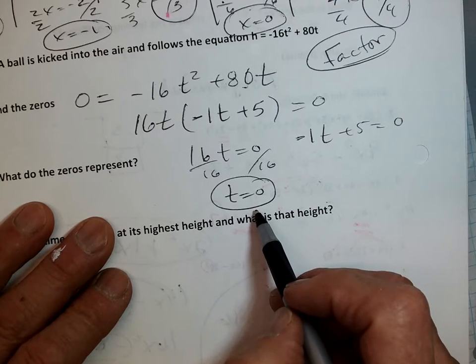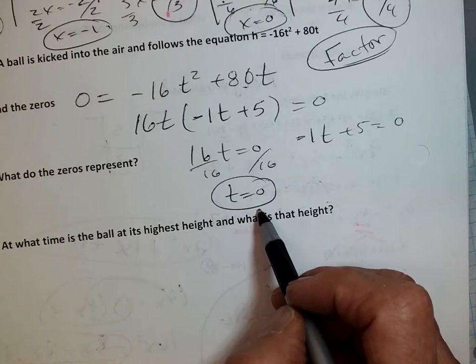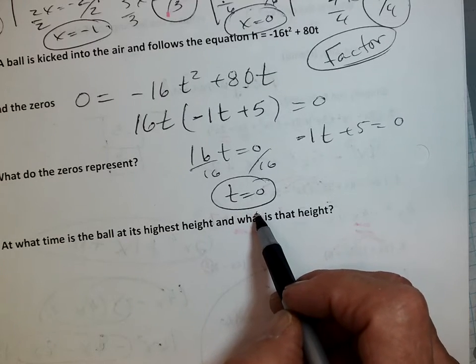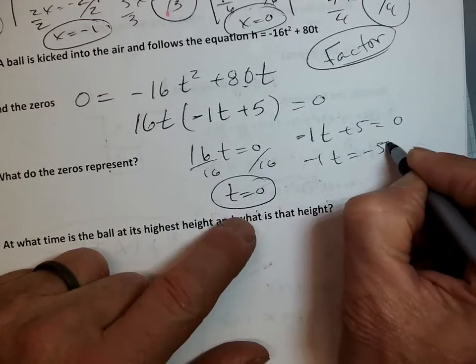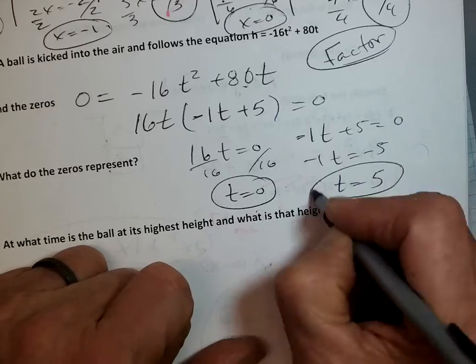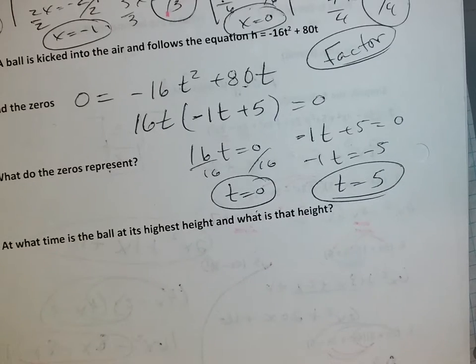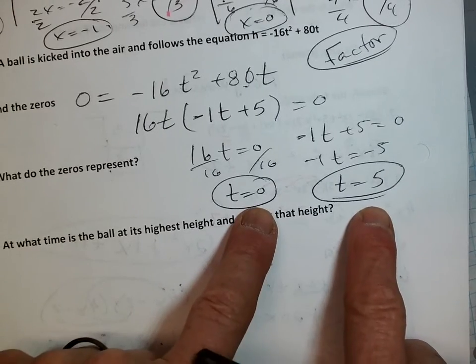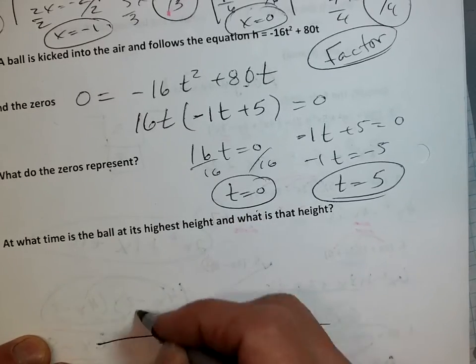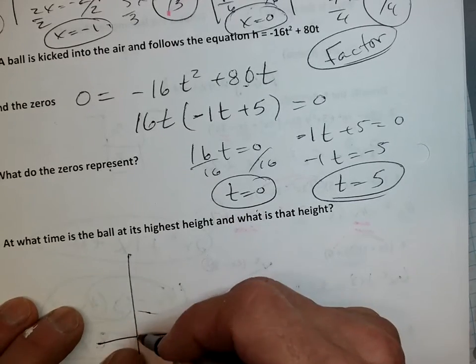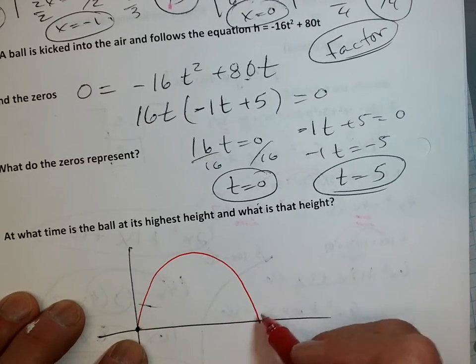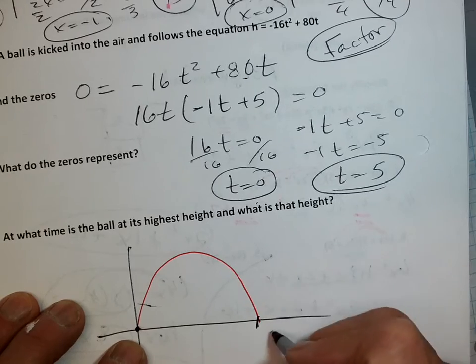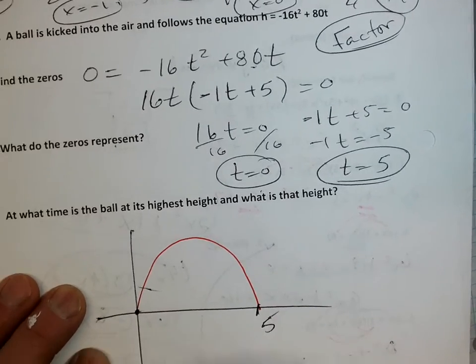the ball, it's on the ground at 0 seconds. Doesn't that make sense? T equals 0 makes sense, right? The ball's sitting on the ground at 0 seconds. So the ball goes up, and 5 seconds later, it hits the ground. So these two answers make sense. So if I were to look at a picture of this, my graph looks something like this. The ball's kicked, and 5 seconds later, it hits the ground, right?